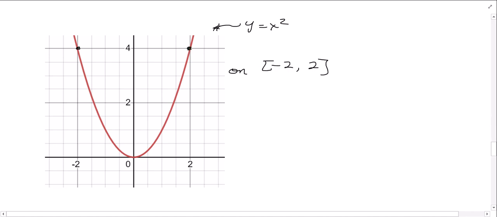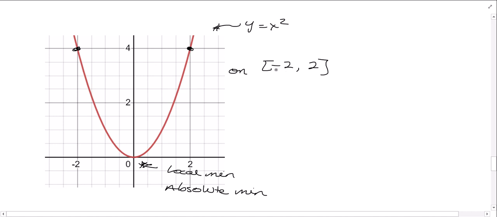just based on the graph, we can see that at 0, we have a local minimum, but this is also the absolute min, right? The lowest value of the graph. And here you have a local max at 4.